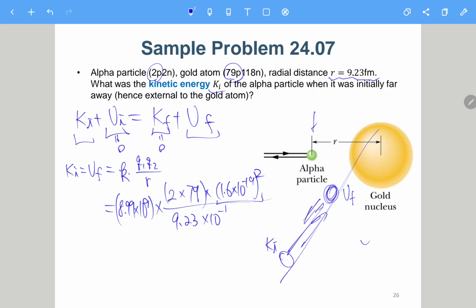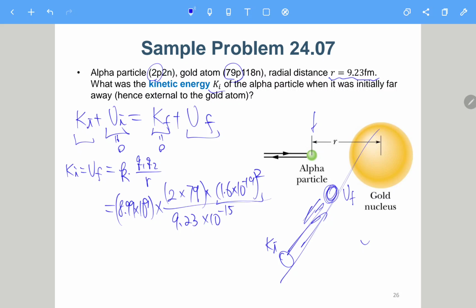Frontal should be negative 15. Hope you can remember all the scientific prefixes: femto, pico, nano, micro, milli, and then kilo, mega, giga, tera. You should be able to remember them from negative 15, negative 12, negative 9, negative 6, negative 3, and then 3, 6, 9, 12.